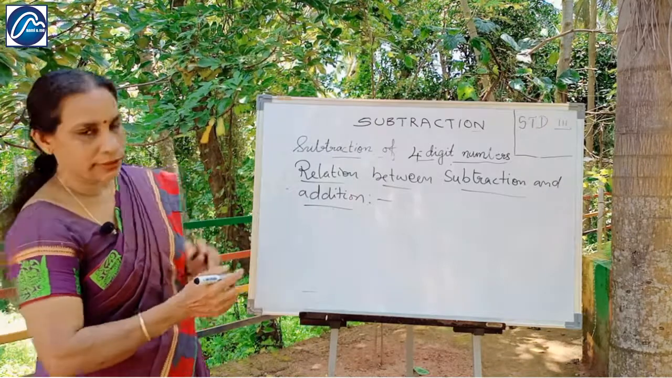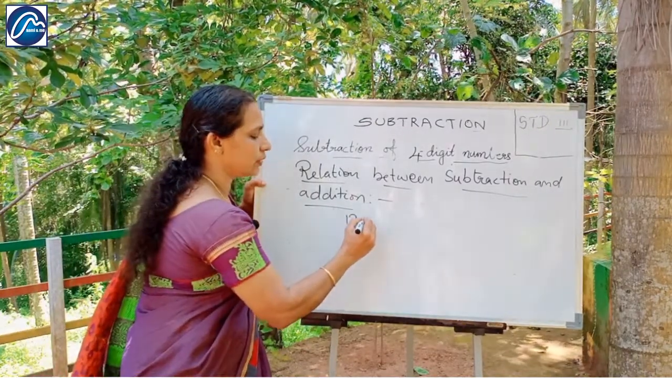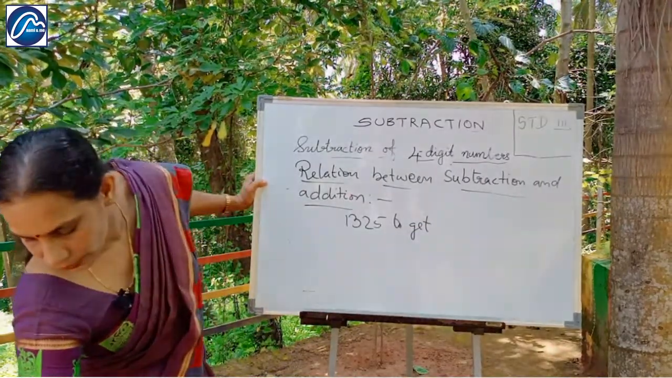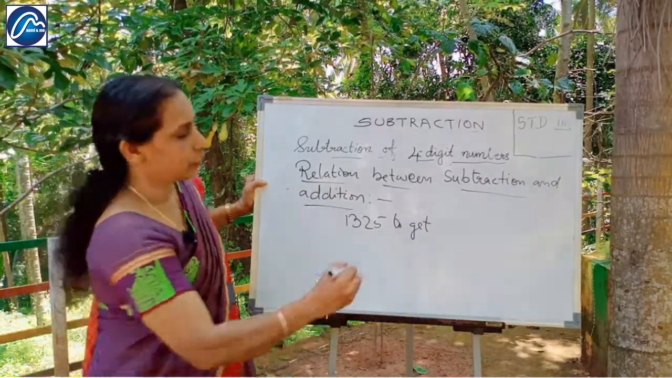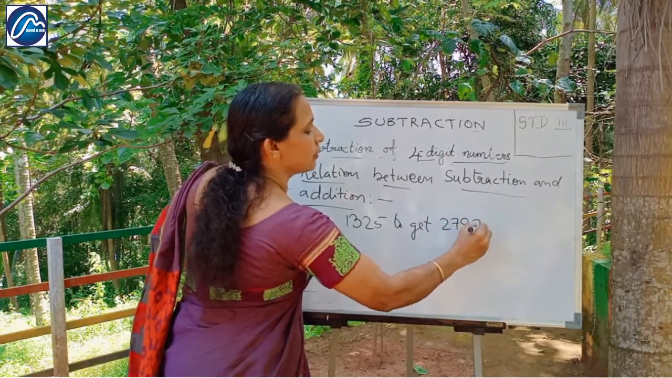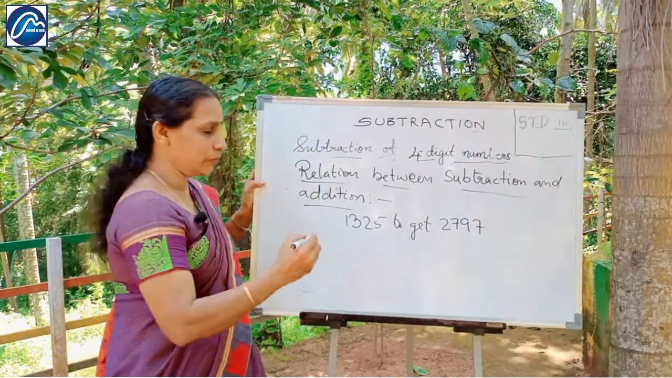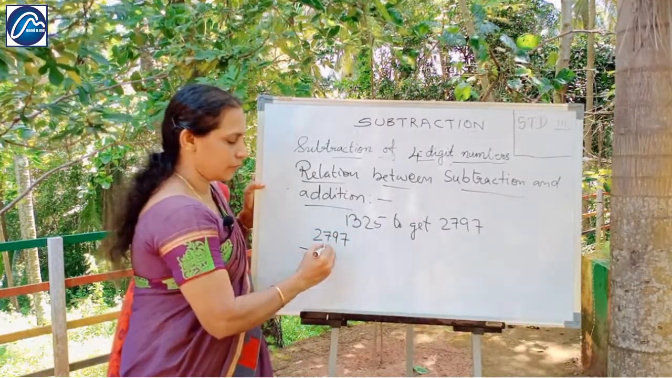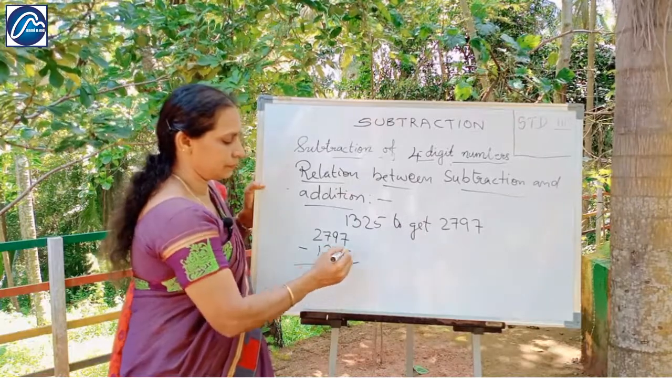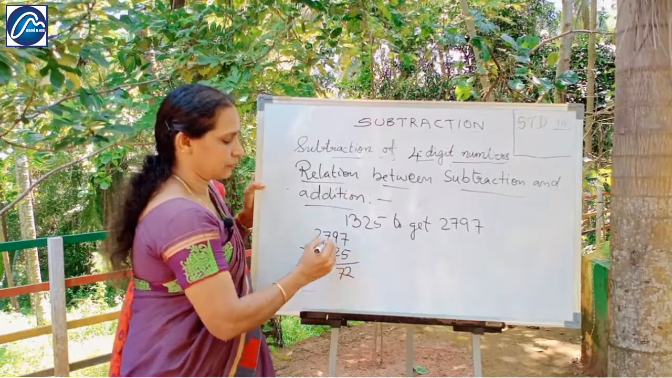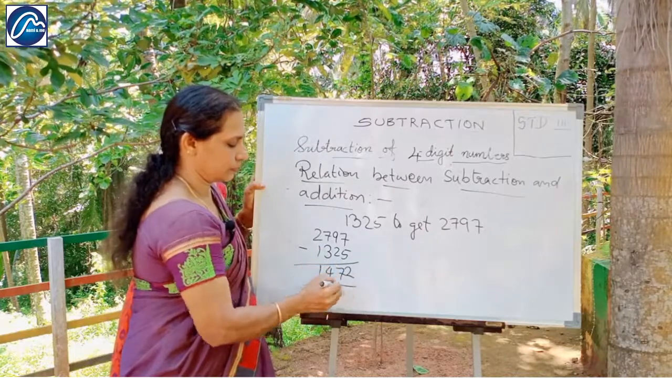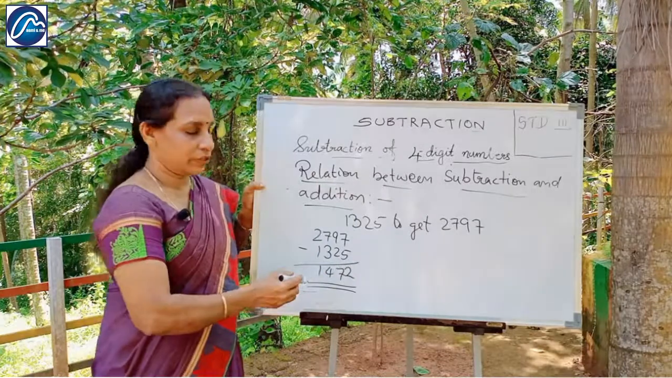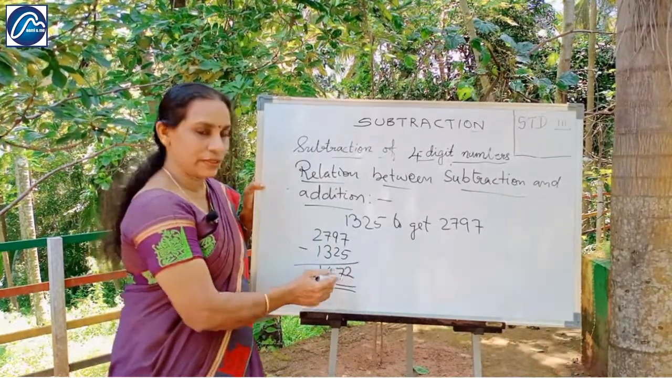Like that, I will give one example with thousands. What should be added to 1325 to get 2797? What will you do? You have to do 2797 minus 1325. Okay, you will get 1472.